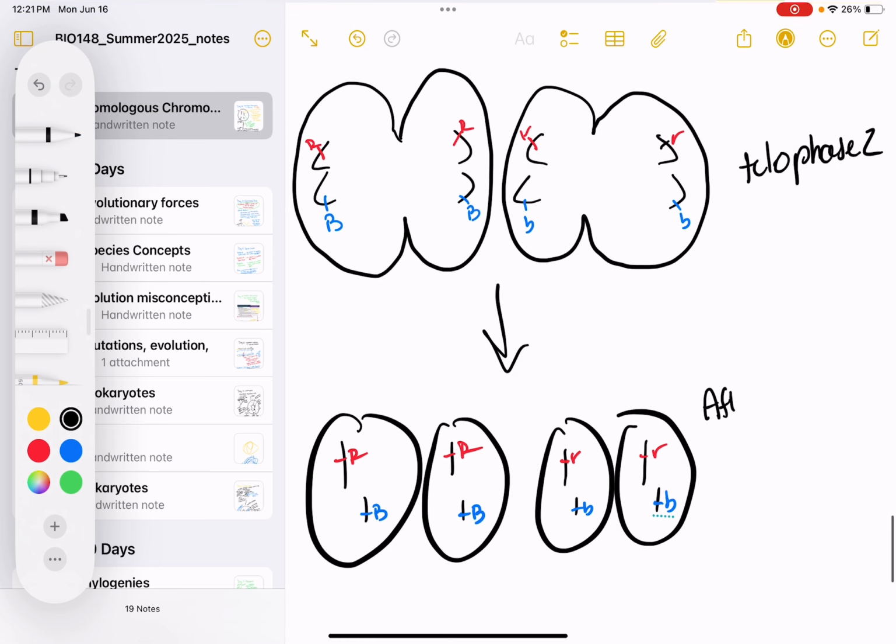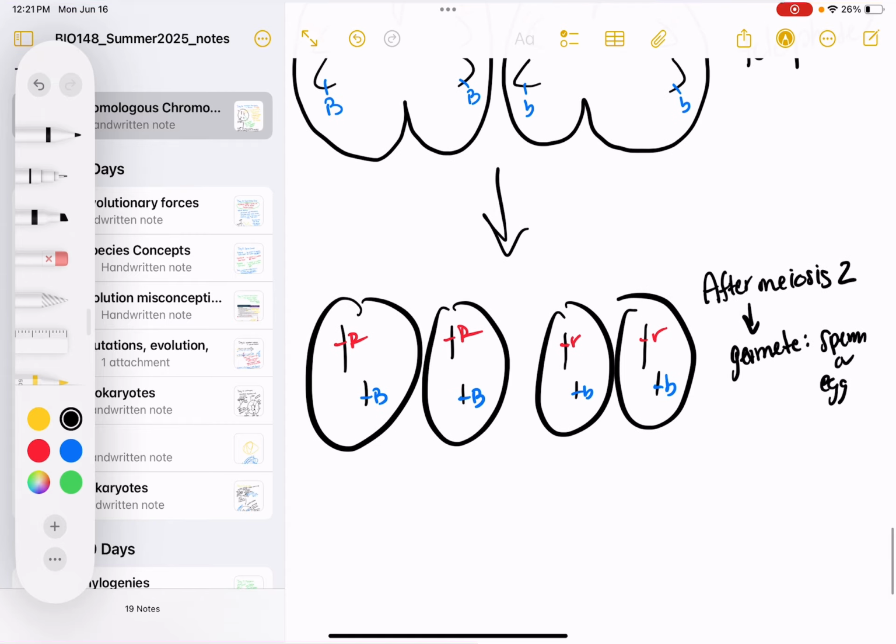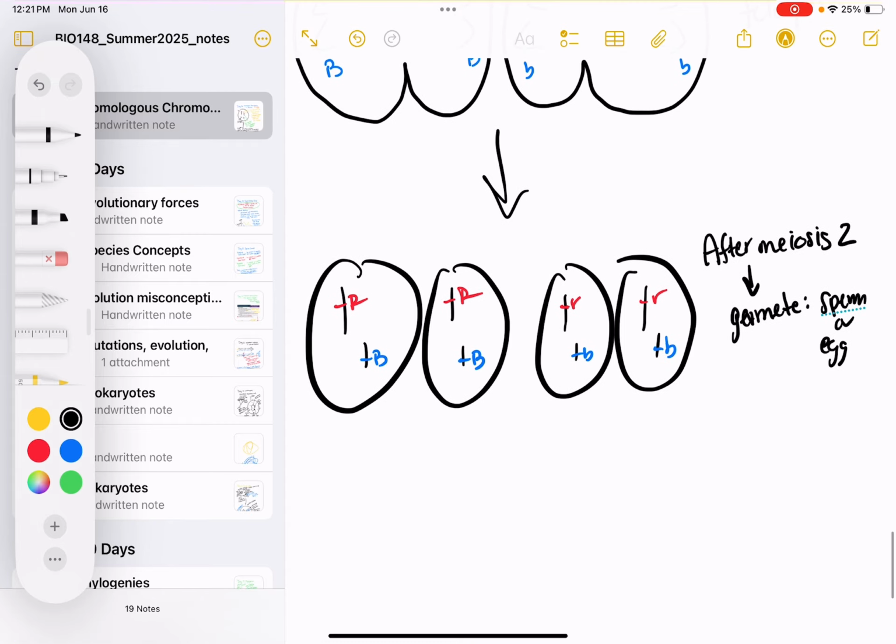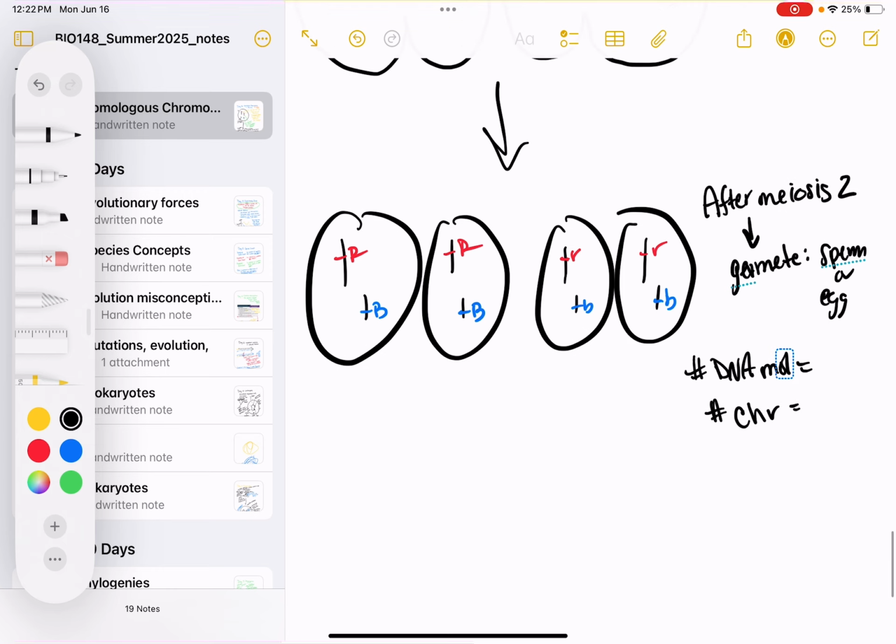So after meiosis 2, we have what we call gametes. And remember that these are sperm or egg, okay? So these are going to be your sperm or your egg, and we can ask these same questions that we did before. So we can ask the number of DNA molecules, we can ask the number of chromosomes, we can ask whether or not there's homologous chromosomes, and we can ask if they're haploid or diploid.